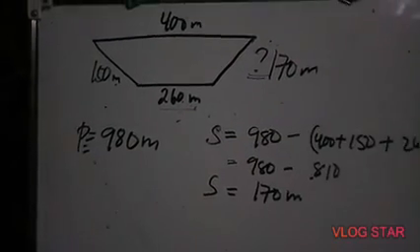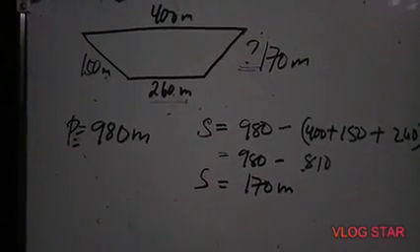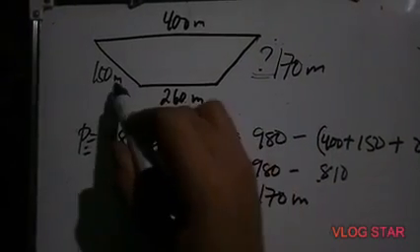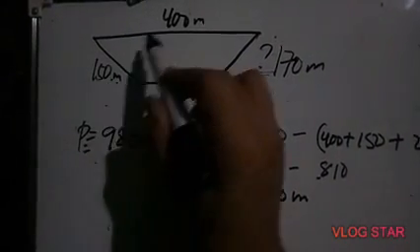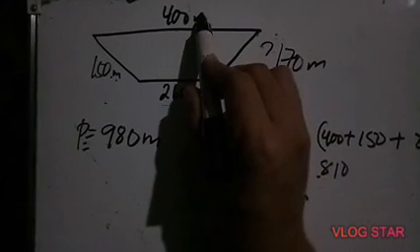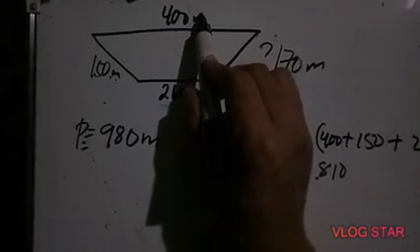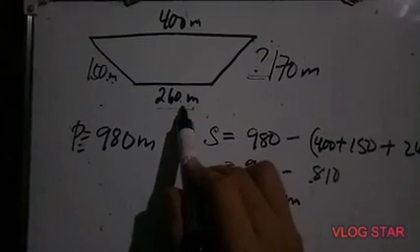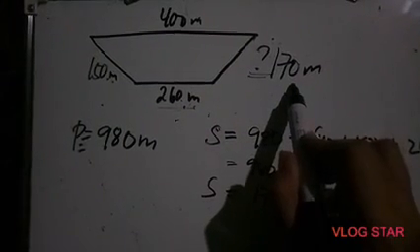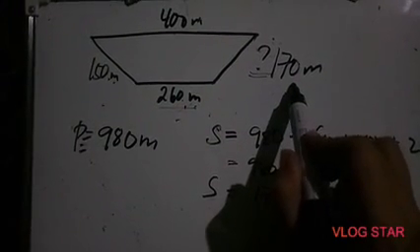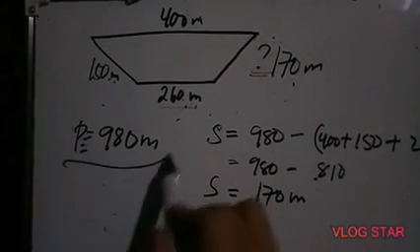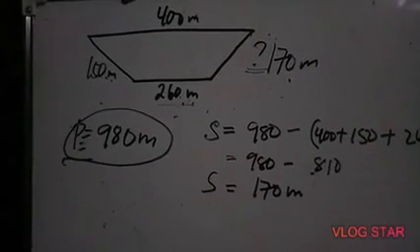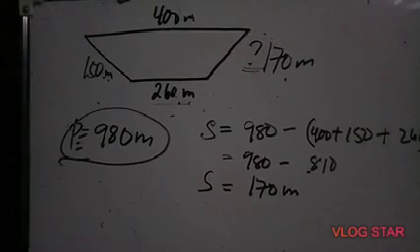170 meters. To check whether our answer is correct, just add all the sides. 150 plus 400, 550 plus 260 is 810 plus 170, 980 meters, which is equal to the given perimeter.